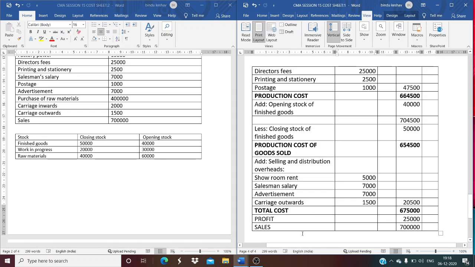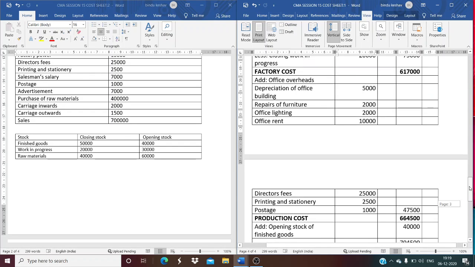So the sales is given. Sales is 7 lakh. Next we write sales. Sales is 7 lakh. 7 lakh minus total cost 6,75,000. So the profit is 25,000. So we derive at the profit after writing the sales 7 lakh minus the total cost 6,75,000.